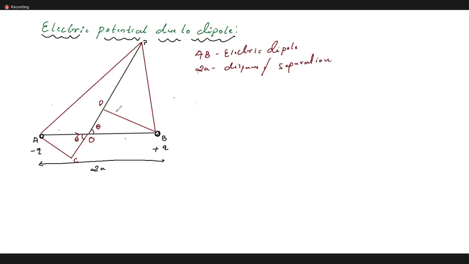Okay, at a point P, let me write this distance as small r, from point P to O. And the distance here is a. Now tell me, from triangle OAC, can you tell me the cos theta from this one?